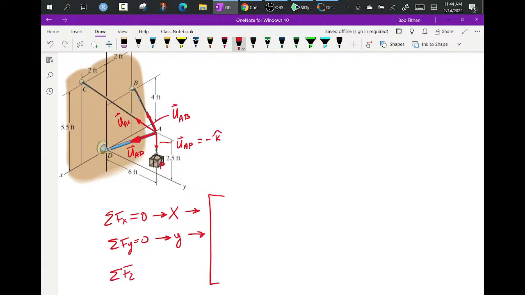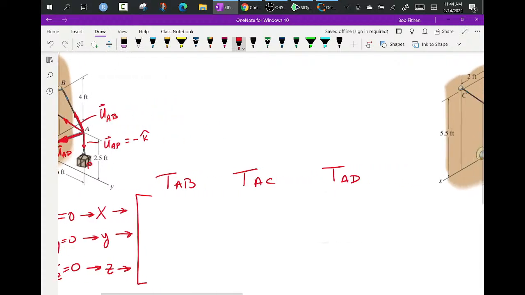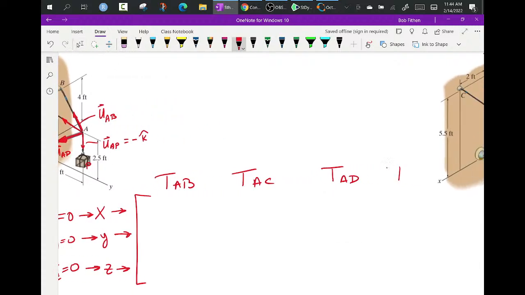Sum of the forces in the z direction equals 0, sitting right here. Now, how do I want to list this? I really don't know. TAB, TAC, TAD, and TAP. And now I'm running into problems.